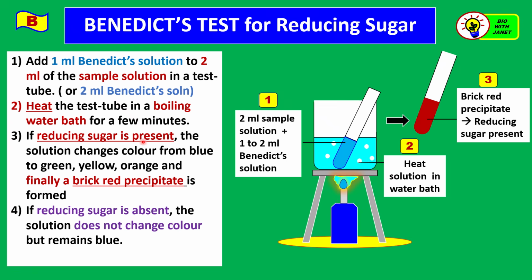If reducing sugar is present, the solution changes color from blue to green to yellow, orange, and finally a brick red precipitate is formed. Now what if the solution is green or yellow or orange and it stops there? It didn't become a brick red precipitate. Is reducing sugar present? Yes, it's still present, but in smaller amounts and smaller concentrations. Okay, it's still a positive result if you get a green color or yellow or orange color, even if there's a slight change in the color of the mixture.